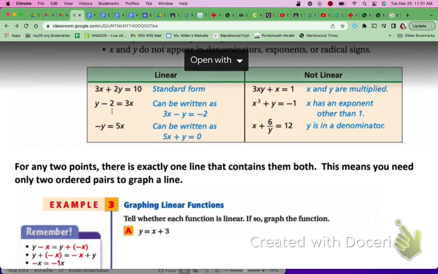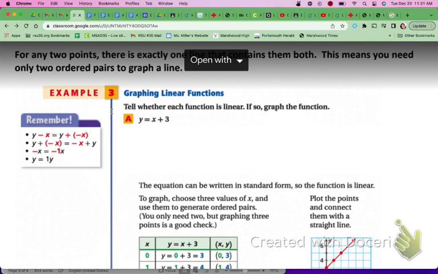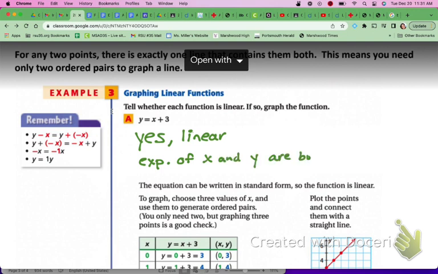So, looking at example 3, is it linear? Yeah. So, yes, linear. Just so we have it in our notes, why is it linear? Well, we know that our exponents of x and y are both 1. And we know that it's not being multiplied together, or they're not in the denominator and all that good stuff.